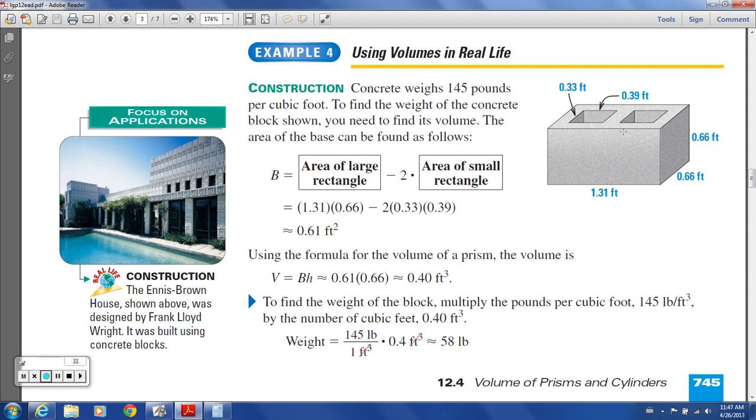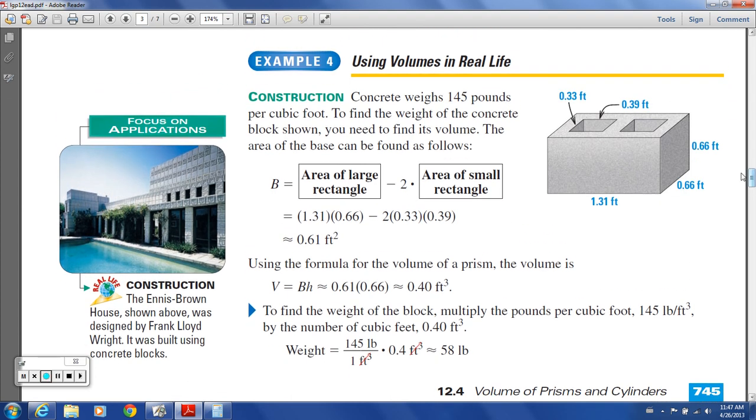You might have to fill in blocks like this, use concrete blocks. You might build something someday. You're probably going to use volume and surface area. You might paint something. You might need to know how much paint you need to paint the walls. You might fill in something with sand or concrete. You'll need to know how many cubic yards of material to buy. Volume right there. So lots of real-life applications with this material.